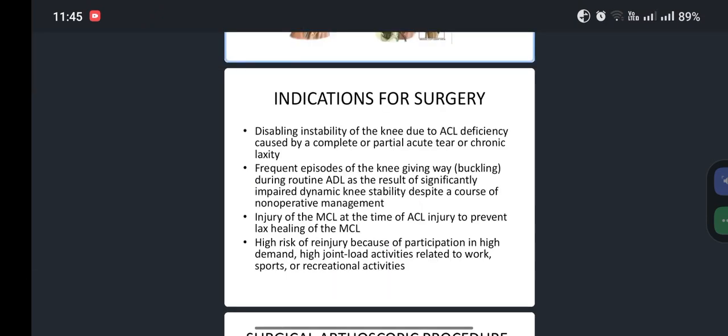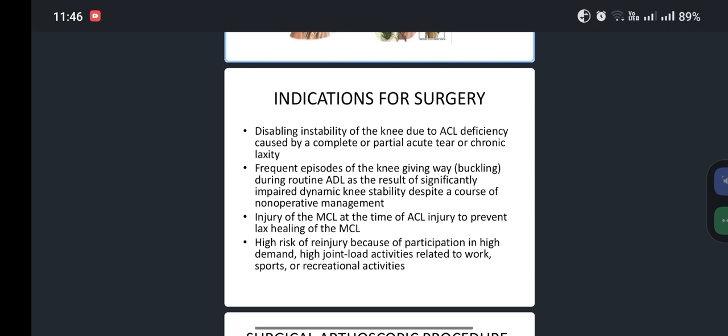So what are the indications for ACL surgery or arthroscopic repair? If there is disabling instability of the knee due to ACL deficiency caused by a complete or partial acute tear or chronic laxity, then we should go for operative management of the ACL tear. The next indication is frequent episodes of giving way, that is buckling, during routine activities of daily living as a result of significantly impaired dynamic knee stability despite a course of non-operative management.